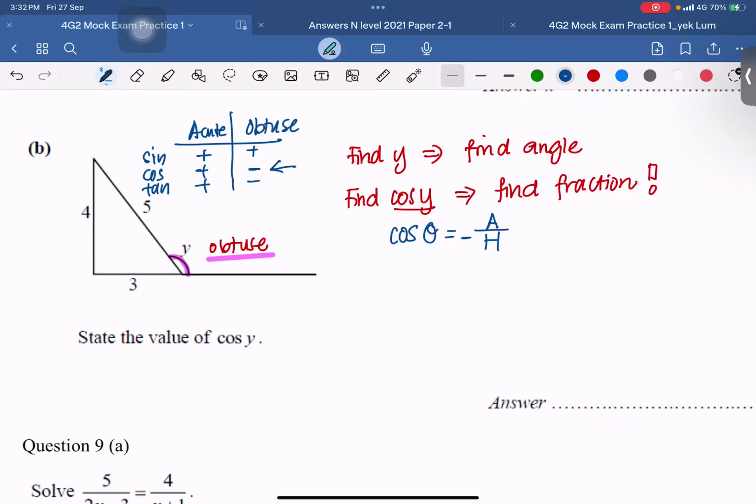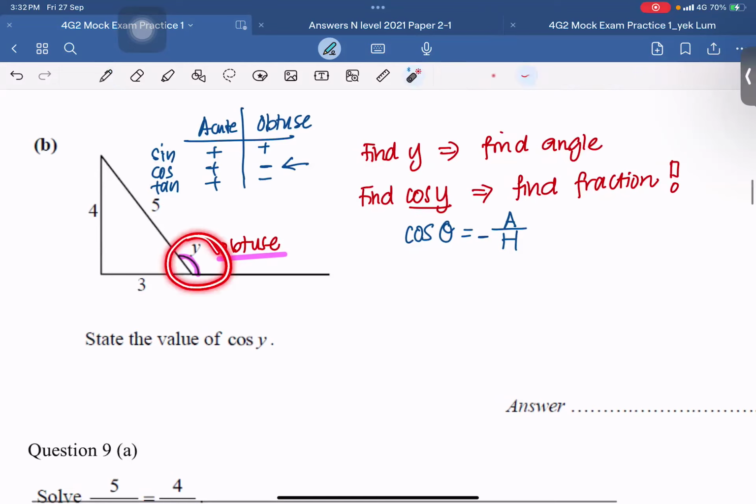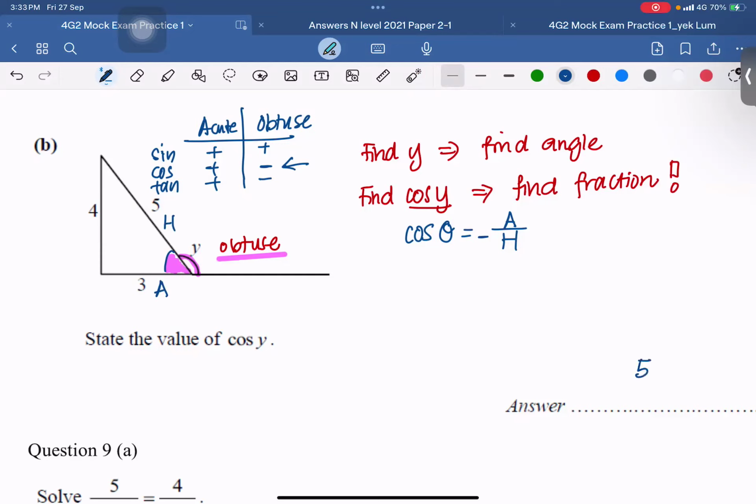Okay, so in this case, y itself doesn't have a right-angled triangle over here, right? So you look for the body, the one beside it. Based on this angle, this one will be adjacent over hypotenuse. So I'll take 3 over 5. The answer will be adjacent, which is 3 over 5. But I have a negative value because it's an obtuse angle. Obtuse angle gives a negative value.